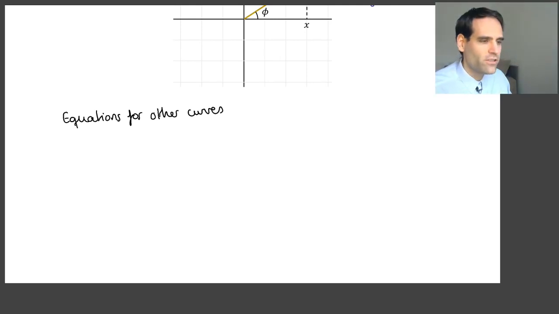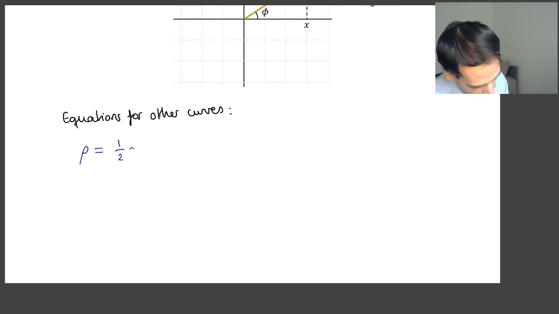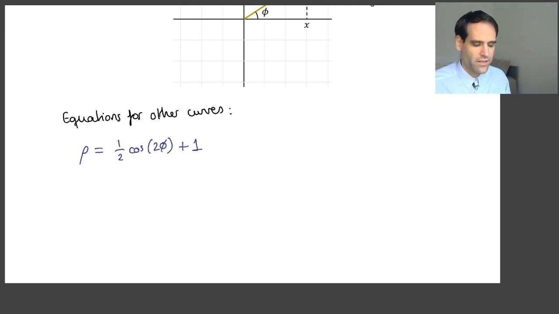And you should be able to use your intuition to describe these curves. For example, what if I told you the equation rho equals 1/2 of the cosine of 2 phi plus 1. This is an equation for a certain curve, okay? What does this curve represent? How can you figure it out?